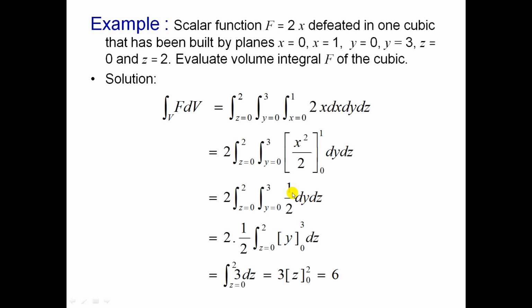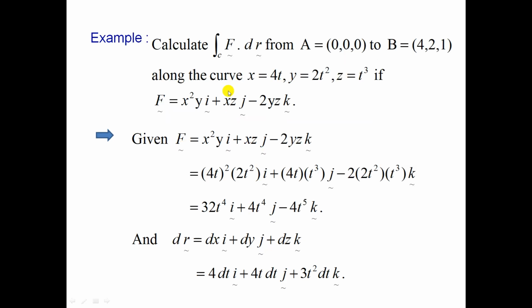So integration of 1 with respect to y, the limits are 0 and 3. So here the 2 cancels. If you put upper limit 3, lower limit 0, 3 minus 0 will be 3. So we get integration from 0 to 2 of 3 dz, then integrate with respect to z. Integration of 1 with respect to z will be z. Then the limits are 0 to 2. Put the upper limit 2, lower limit 0. So that is 2 minus 0 will be 2, 2 into 3 will be 6. So it is a volume function, that is a function bounded by the volume, or work done example. So let us solve similarly one more example.